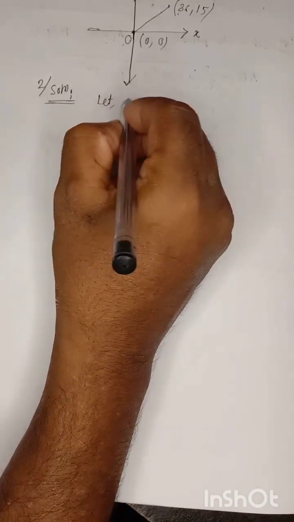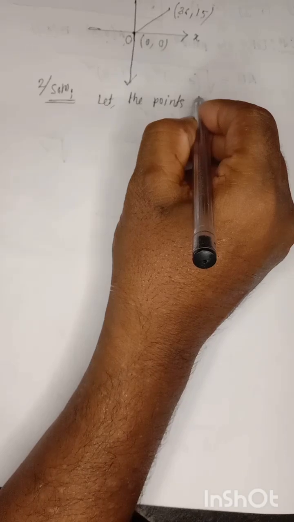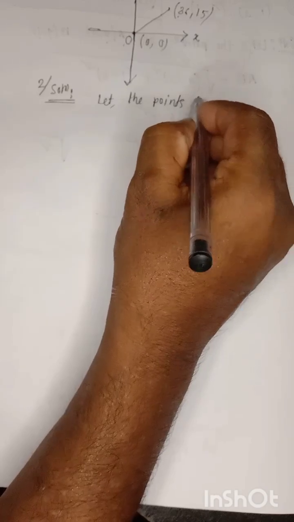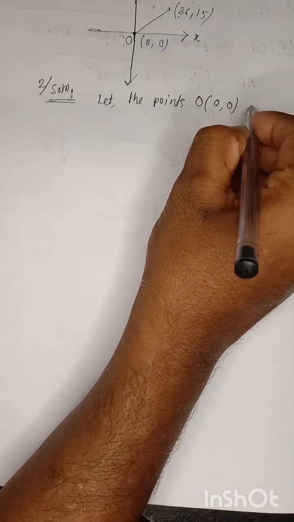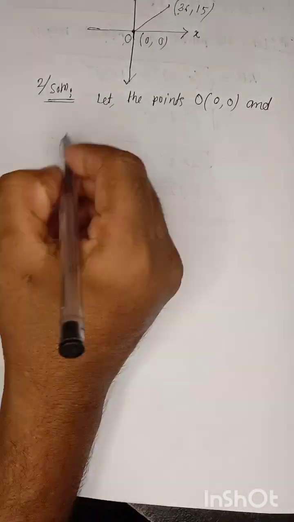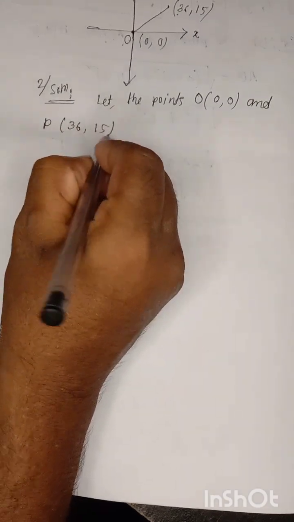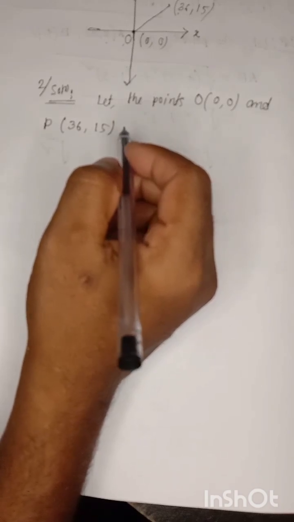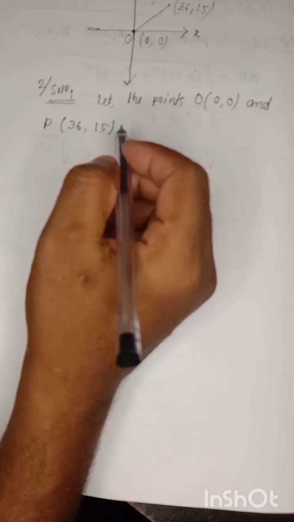Let the points be O (0, 0), where O means origin, and P (36, 15). So we have to find the distance between these. Whenever we have to find the distance between the origin and a particular point, there is a formula.